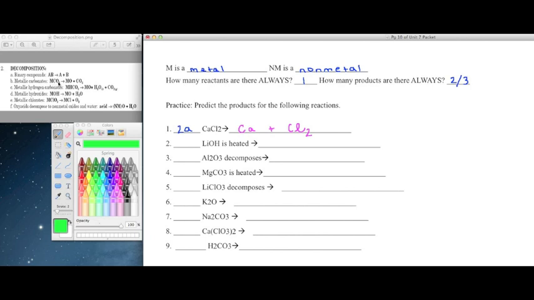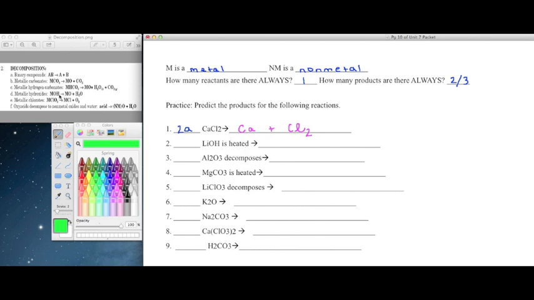So do you have a metal with a carbonate? No, I do not. Metal with HCO3? No, I do not. Do I have a metal with hydroxide? Yes, I do. Lithium is a metal, and I have OH right behind it. So ignore the "is heated" part. For decomposition, guys, in order for decomposition to happen, you have to heat something. So that's what the heated part is.